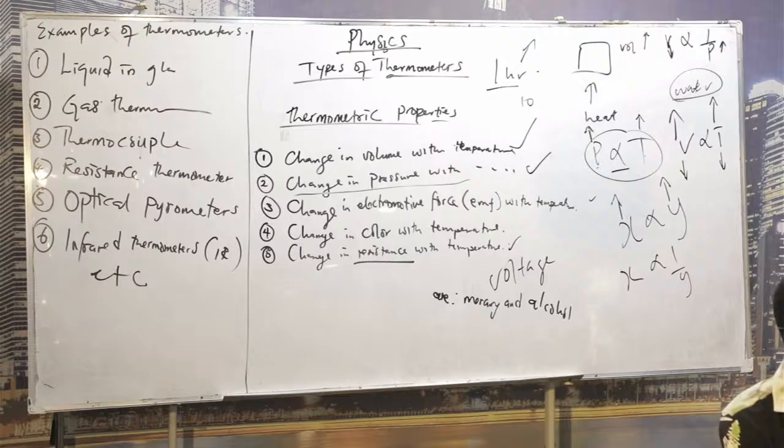We said the two most commonly used liquids are mercury and alcohol. Now write down as a subheading: reasons why water is not used as a thermometric liquid.